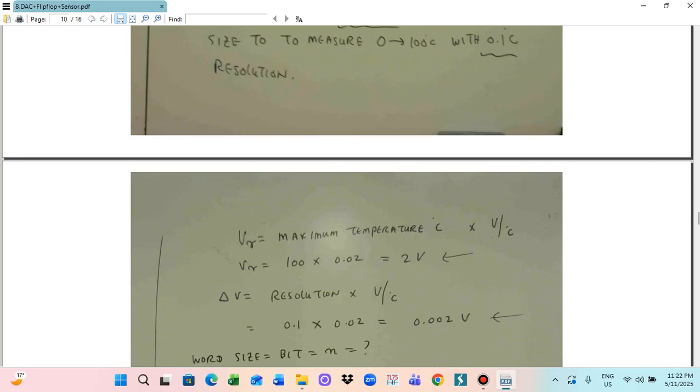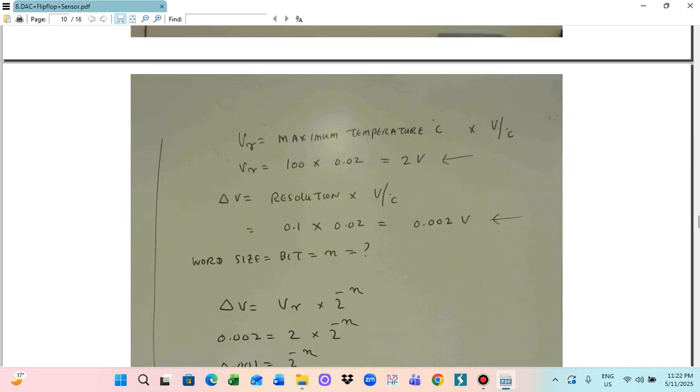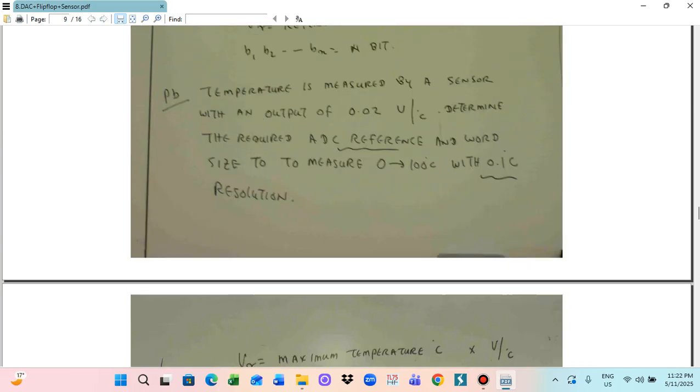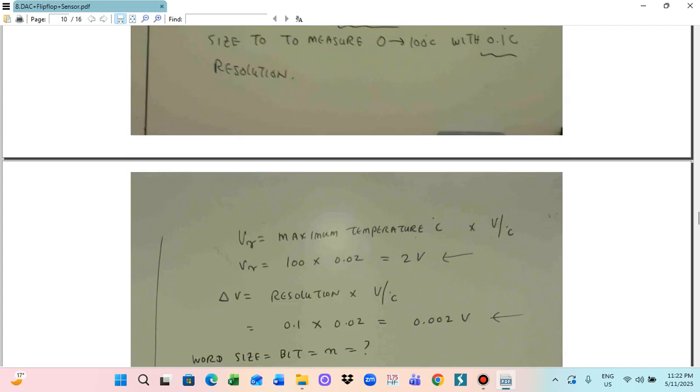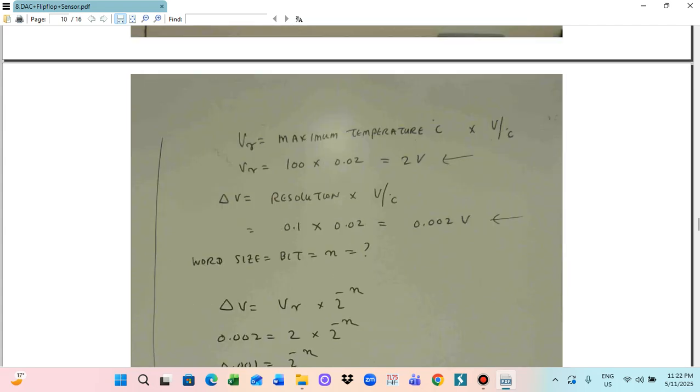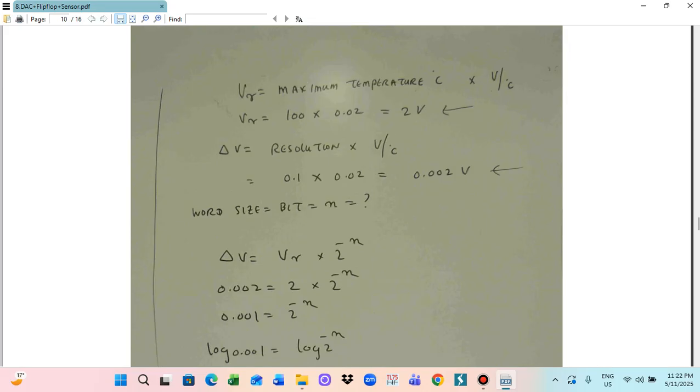So in this case, that will be the maximum temperature. So VR can be calculated by the equation: VR equal to maximum temperature degree centigrade multiplied by volt per degree centigrade. We have to measure up to 100 degree centigrade, so we can utilize the 100 to measure the 0 to 100. The output is 0.02 volt per degree centigrade, so 0.02. So we got the 2 volt.